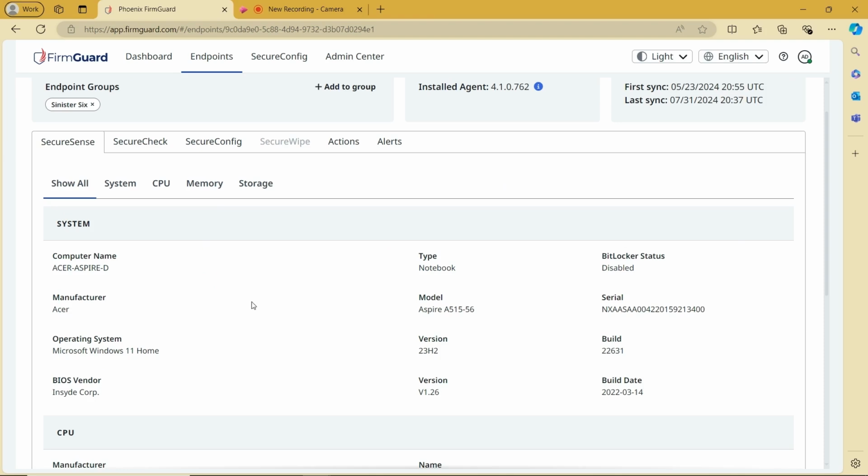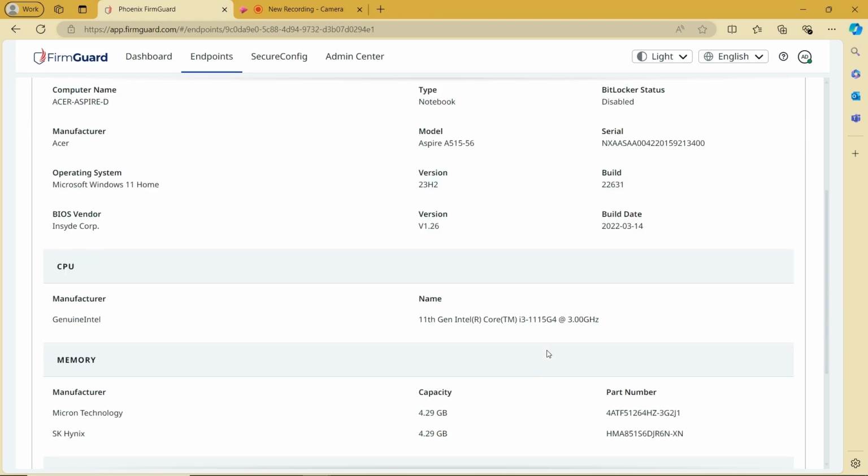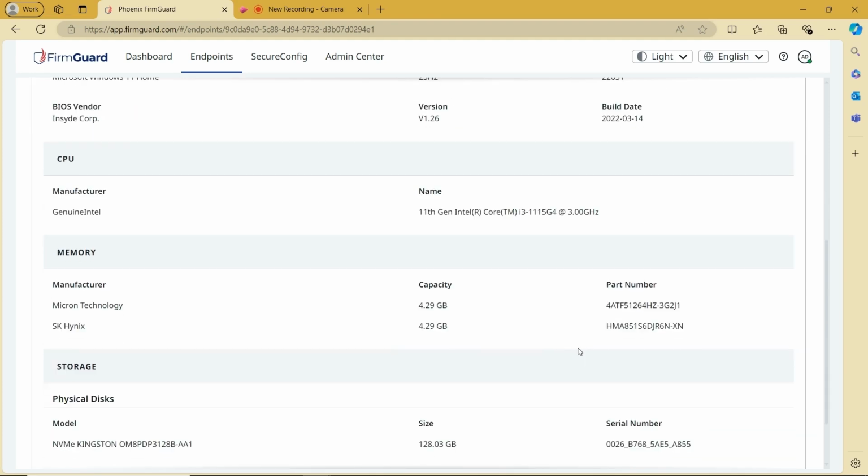As you can see, there's a variety of sort of inventory type of information. So serial number, model, operating system, and the like, and even how old the machine is. But that's not all that SecureSense provides. If I scroll down, you'll see some very detailed information, things like part number and serial number for memory and storage. And there are a variety of MSP customers that use FirmGuard that really find this helpful because it's a way for them to know if they're authentic and supported part numbers and serial numbers in the system. In other words, that someone hasn't replaced those particular pieces of hardware.